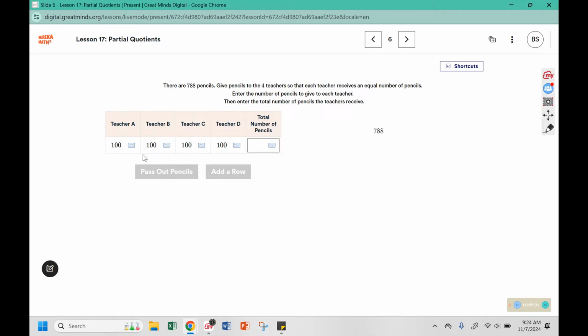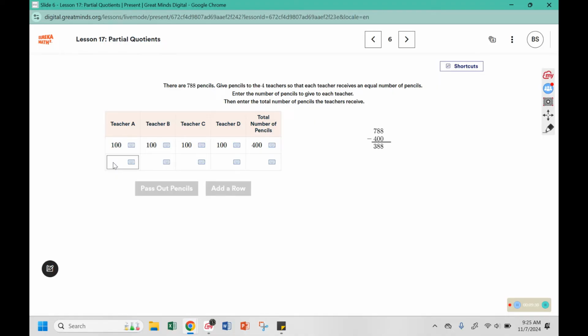And our total here would be 400. Now I have 388 left. 388 is close to 400. 400 split into 4 would be 100, but we can't quite get that. So let's see, maybe we should do 80.